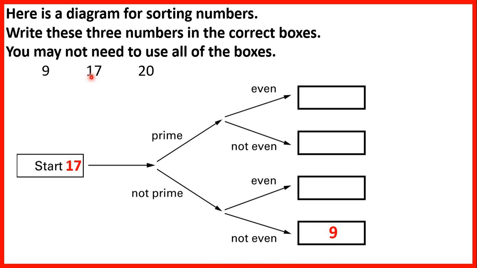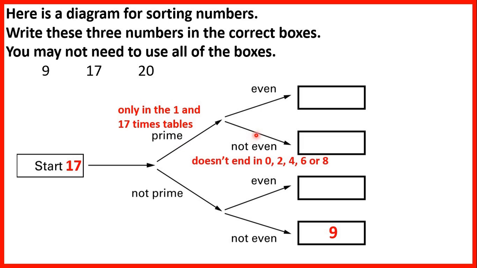Now let's work out where we can write the number 17. 17 is a prime number because it's only in the 1 and 17 times tables. It only has these 2 factors. It doesn't have any other factors. So 17 is a prime number. And 17 is not even because even numbers end in 0, 2, 4, 6 or 8. So 17 is an odd number. So 17 can be written in this box here.